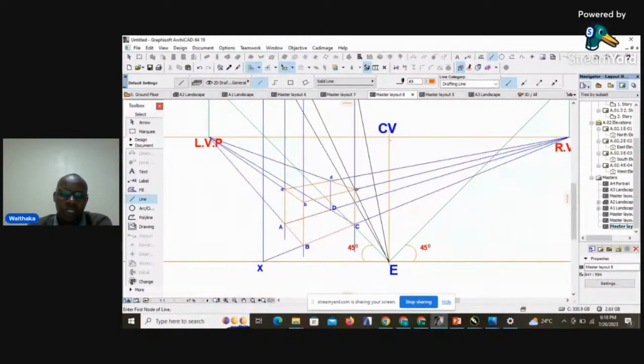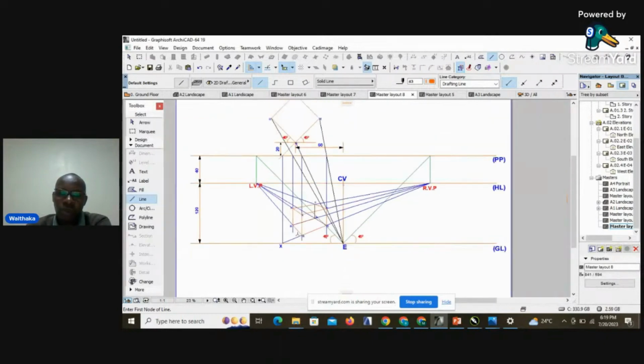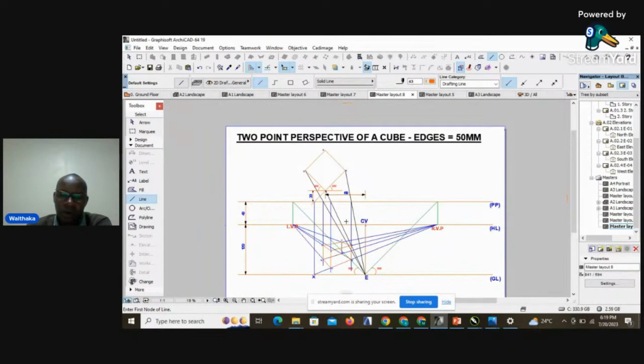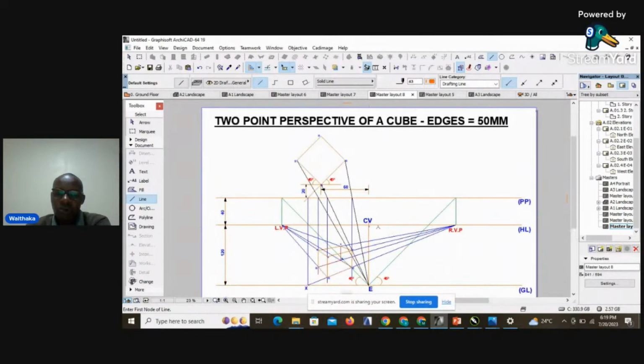Then again, completing by projecting or by extending point C to the left vanishing point and then point A to the right vanishing point, then that will automatically give you point D, and then you just outline your cube to complete the perspective representation of the cube, which is positioned 20 millimeters above the picture plane and again inclined at an angle of 45 degrees.